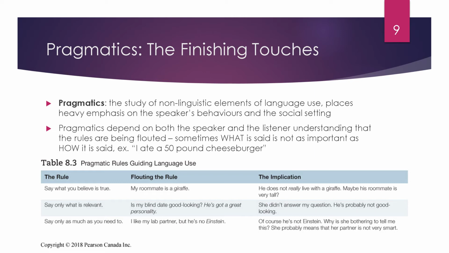And then saying as much as you need to. I like my lab partner, but he's no Einstein. So again, obviously he is not actually Einstein. So we have to infer what the hidden meaning behind that sentence would be. So pragmatics is all about looking at what's being said and maybe not taking it completely literally, but inferring the hidden meaning behind what was said.